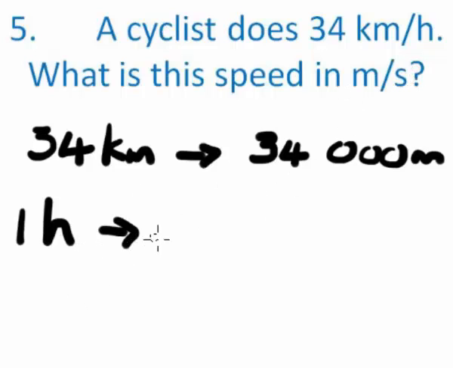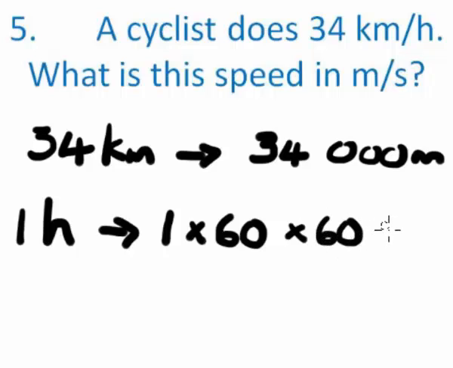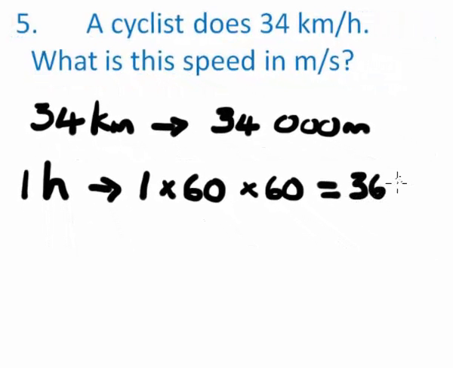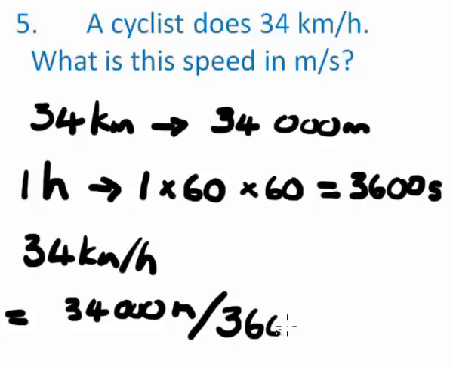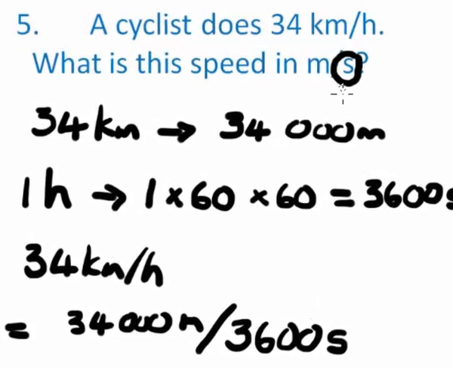Now, to get an hour into seconds, we first have to convert it into minutes by multiplying it by 60, and then we have to multiply by another 60 to turn it into seconds. Okay, so it's not a difficult one to multiply. 6 times 6 is 36, and we've got 2 zeros, so it's going to be 3,600 seconds. Okay, so our 34 kilometers per hour is going to be 34,000 meters per 3,600 seconds. Now, we want to get it into 1 second. This is for 1 second.